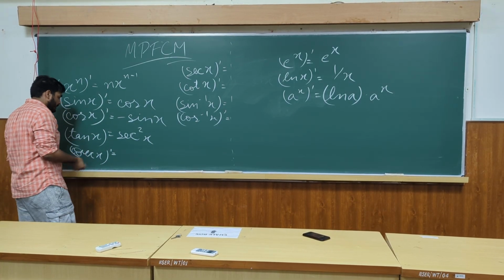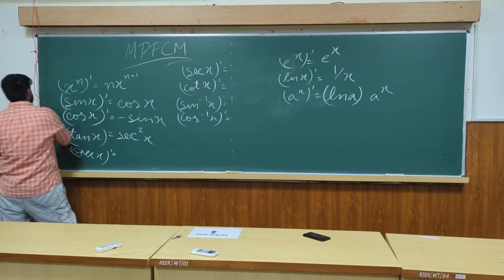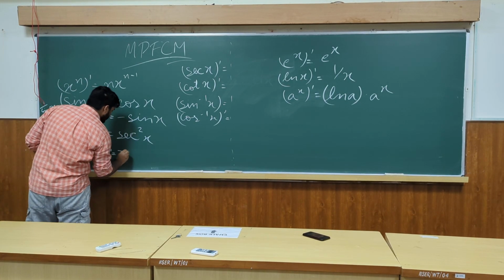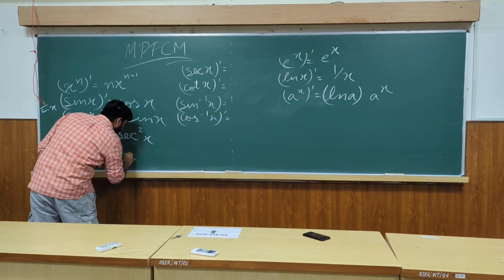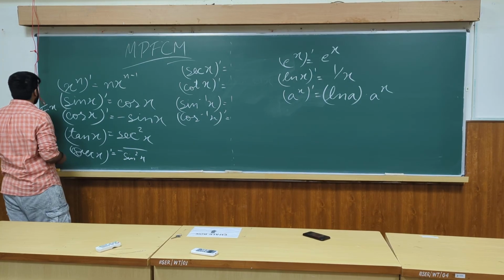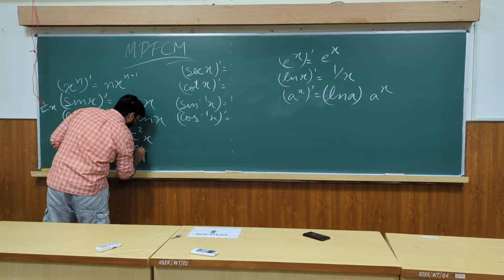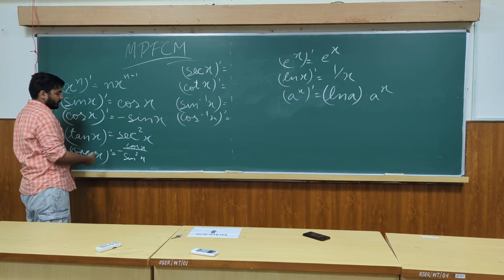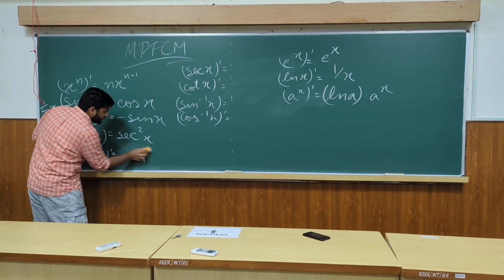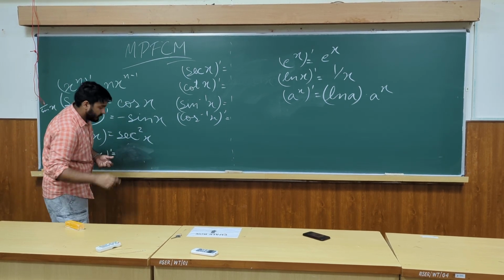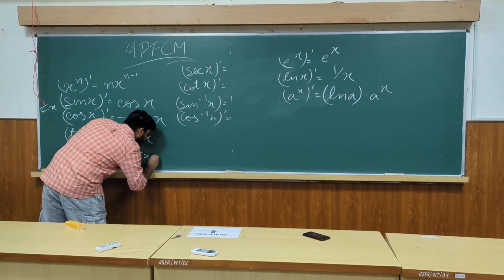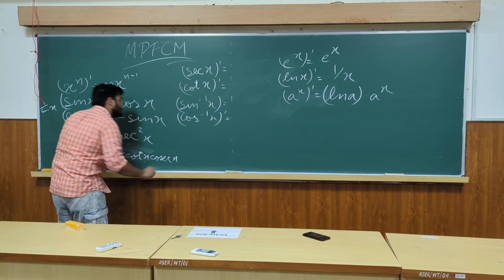So cosec x, it's like you're differentiating 1 over sin x, so we have a minus up front, we have a sin square x in the denominator, and we have cosine x in the numerator. So this is cot x, cosec x. We have to write that successfully. So this is cotangent x, cosecant x.